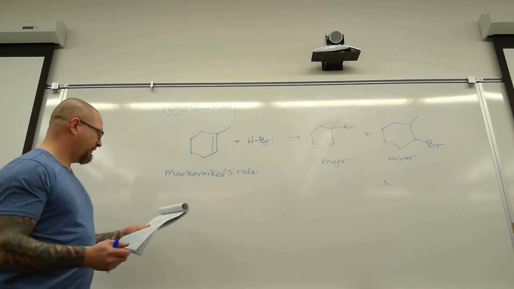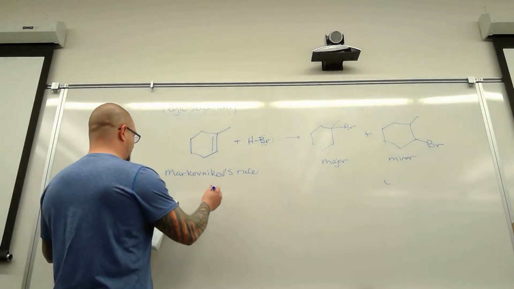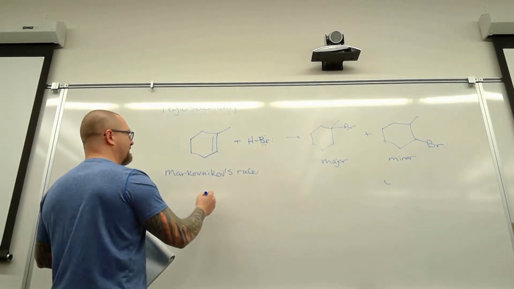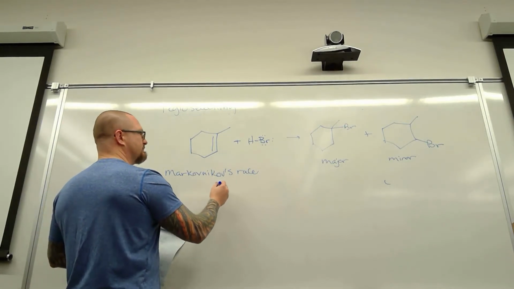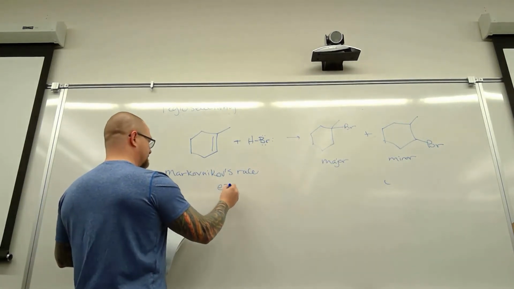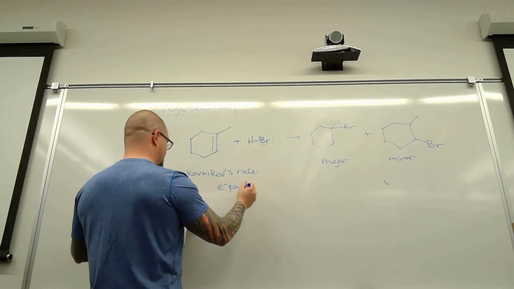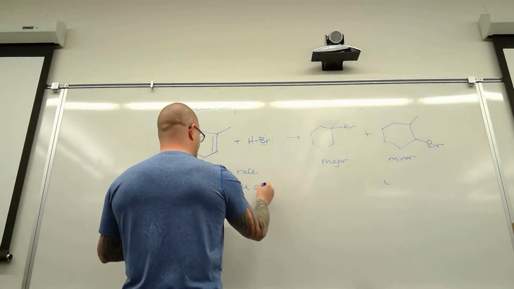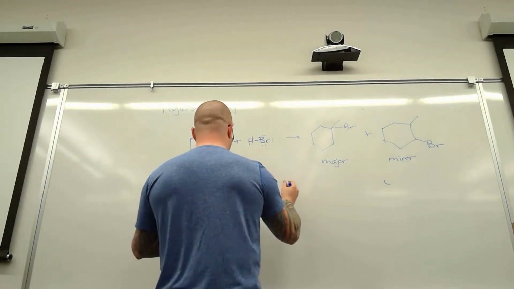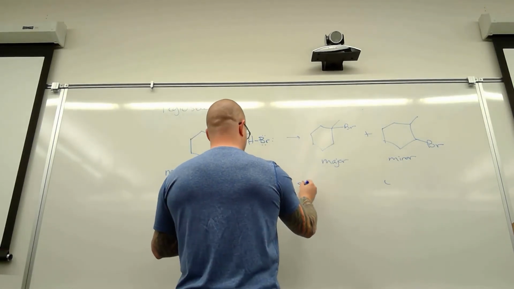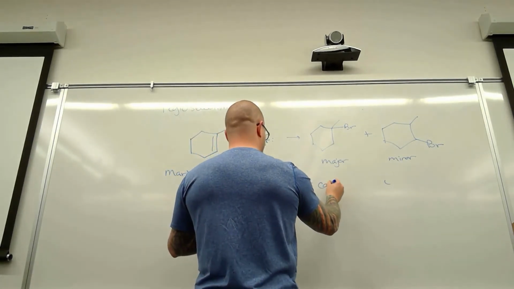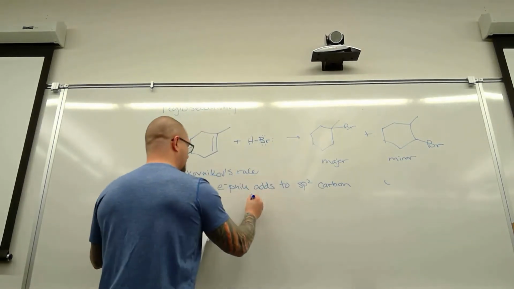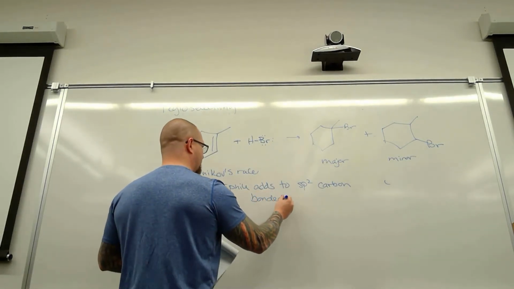Let's see here. So Markovnikov's rule is that electrophiles add to the sp2 carbon bonded to the most hydrogens. Can you say that again? I'm going to write it down. Okay. Well, I literally copied this from the book.